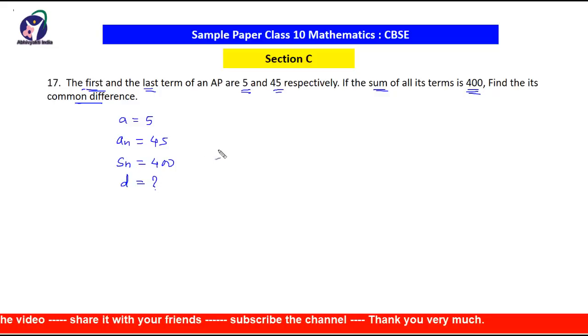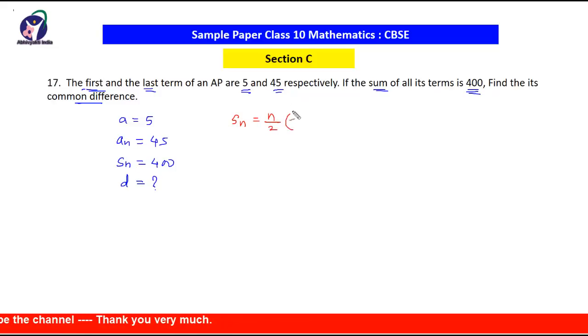So here friends, we know that S_n, the sum of all the terms, is given by n by 2 into bracket a plus l. Here S_n is 400, so 400 is equal to n by 2, n we do not know, into bracket a, the first term, that is 5, plus l, the last term, that is 45.